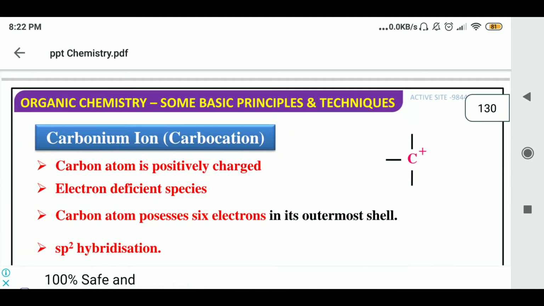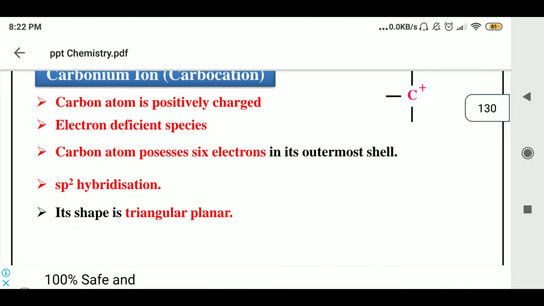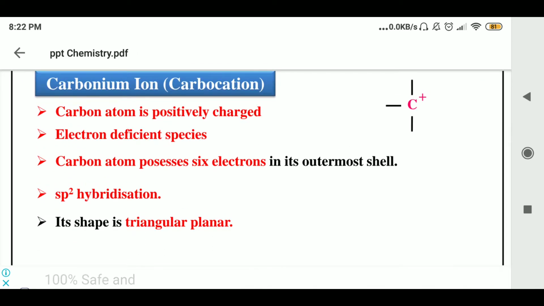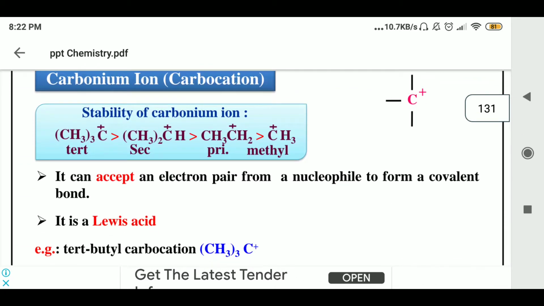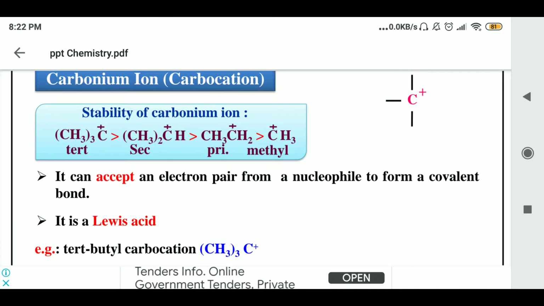Now talking about reaction intermediates, first one is carbocations. Already discussed, these are the carbon atoms which are having the positive charge. They are electron deficient species, and these are actually sp2 hybridized. Okay, and as far as shape is concerned, they are having triangular planar shape. Now talking about carbocation stability, this I already discussed in my previous video: the tertiary is more stable than your secondary, and secondary is more stable than your primary, and then methyl.